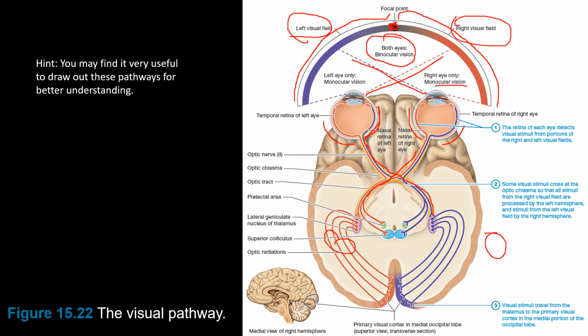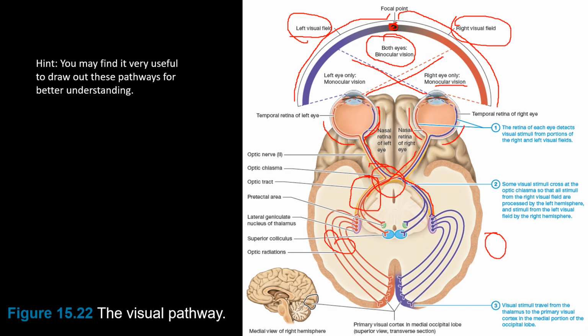Remember the structure that they cross in? This right here, this is the optic chiasma. Let's see, what else? After passing through the optic chiasma, the retinal ganglion axons are called the optic tracts. Okay, so these are now optic tracts after they've passed through the optic chiasma.